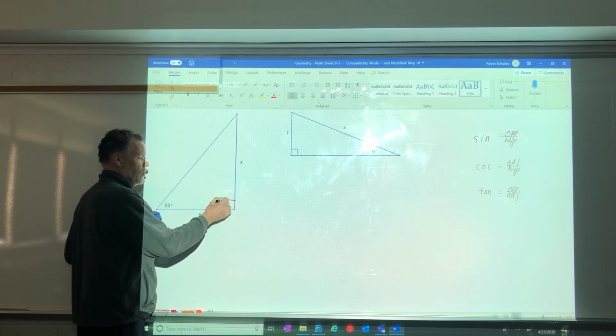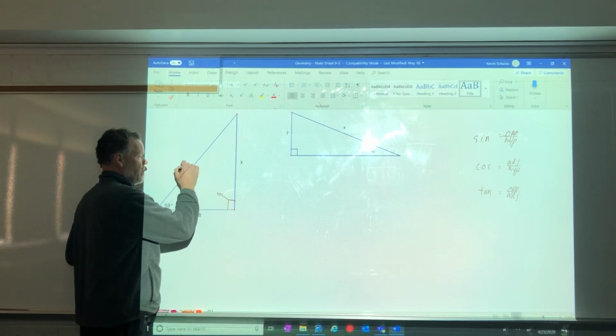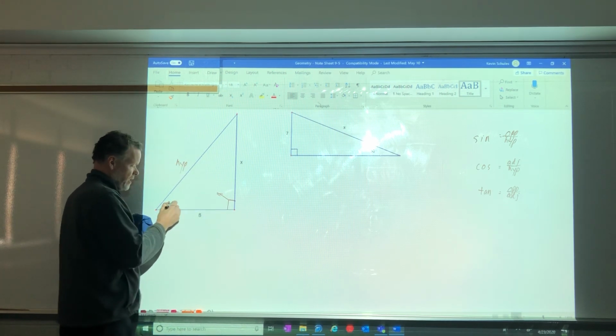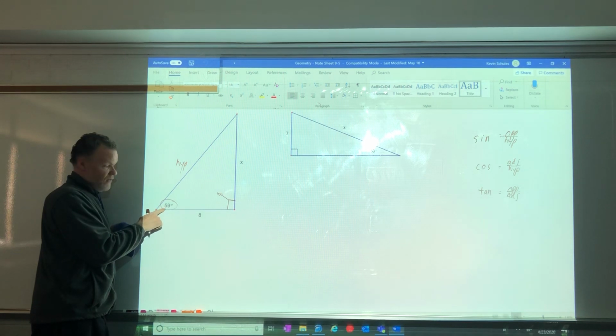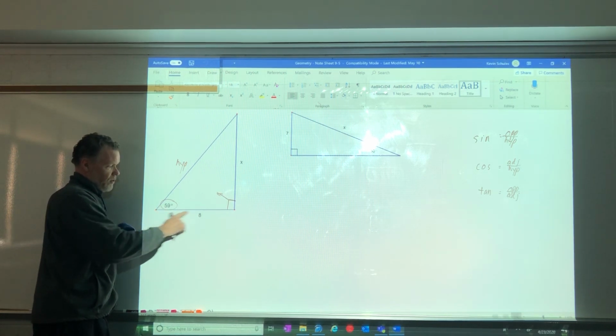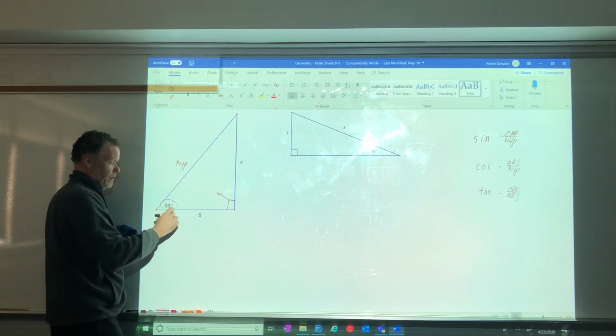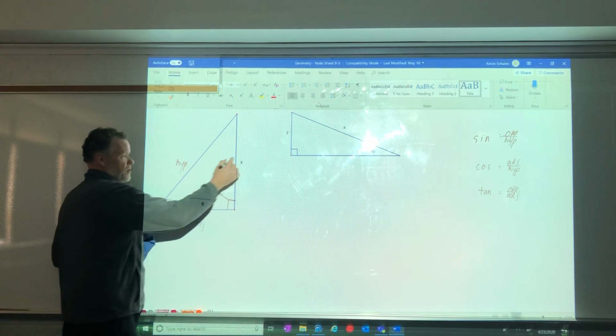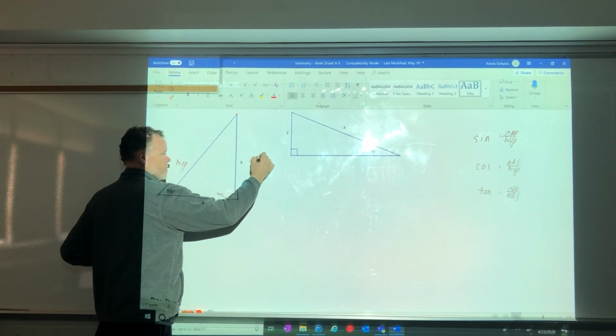So the first thing we're going to look at and identify is our hypotenuse. Then the next thing, and again we're talking about with respect to this 59 degrees, is identify your adjacent. Adjacent is the one that runs alongside that is not the hypotenuse. So this is your adjacent side. Your opposite side is going to be here.